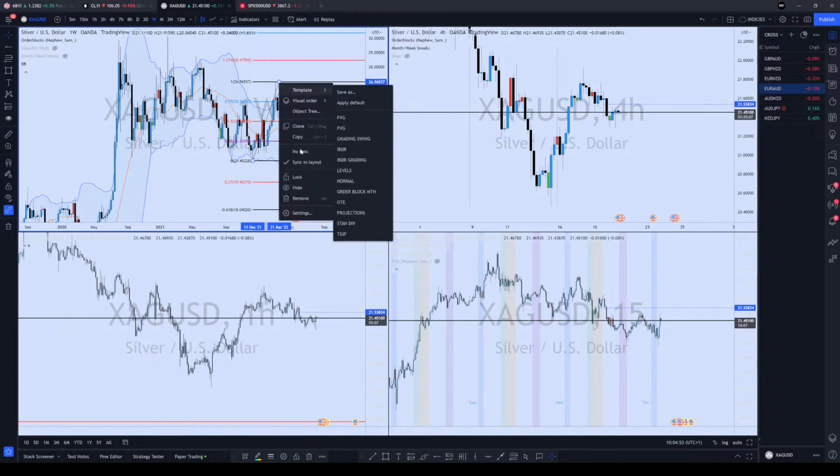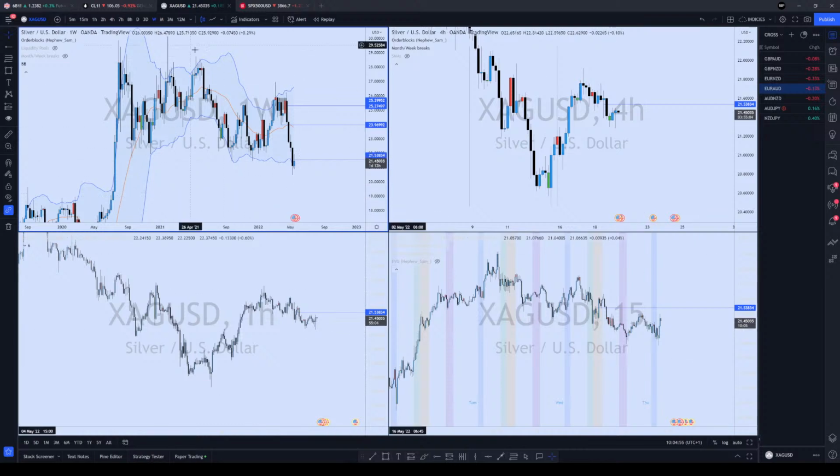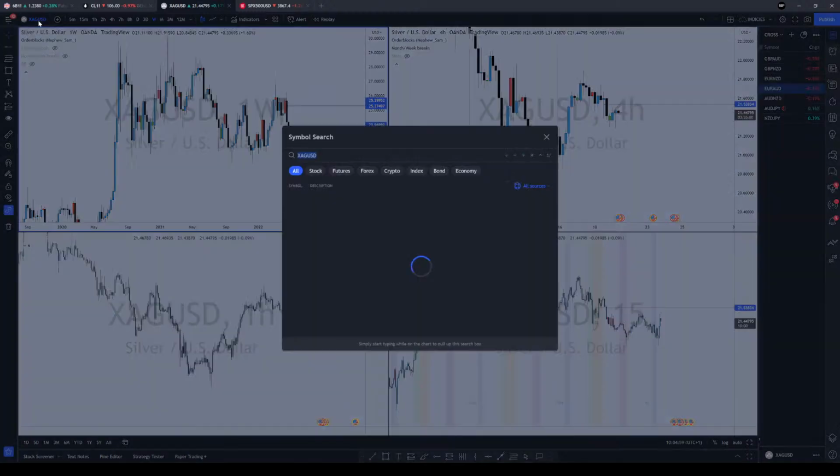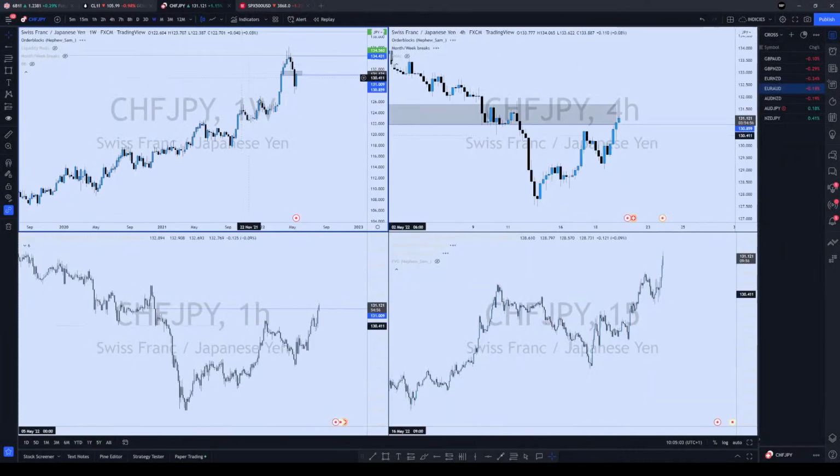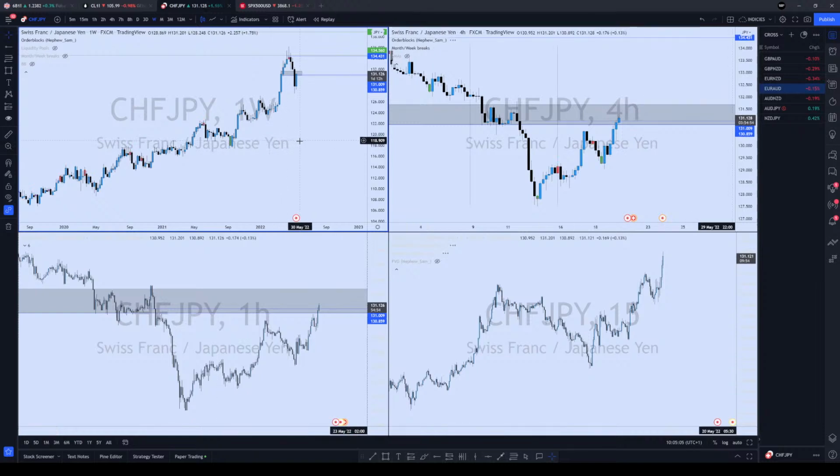Could we look at Swiss yen? Of course we can look at Swiss yen. I think it's sideways. Okay, it's pulling back.